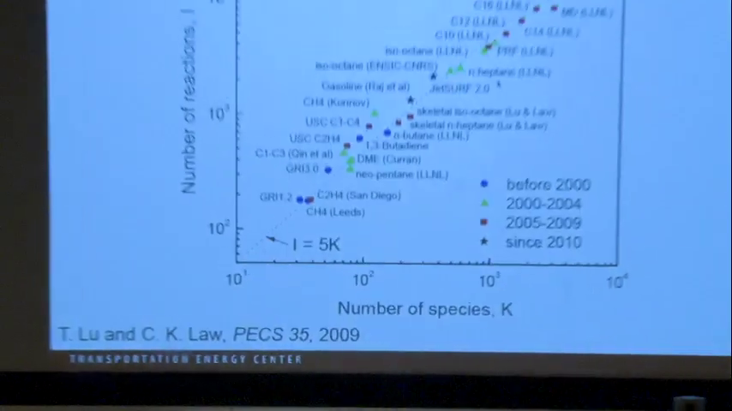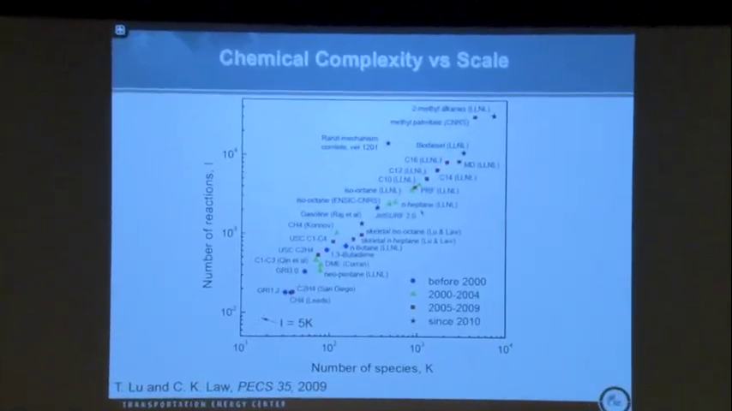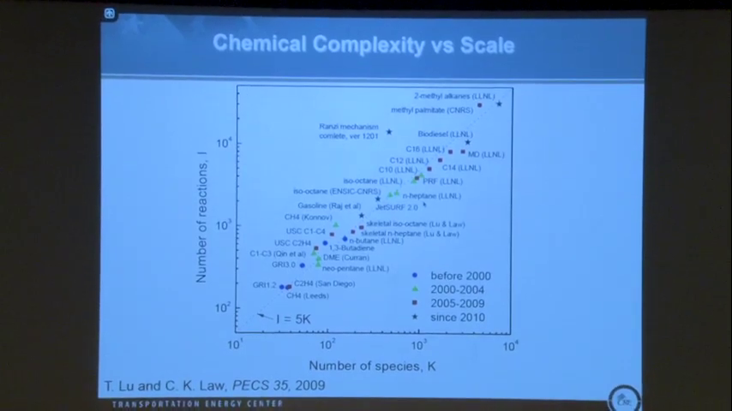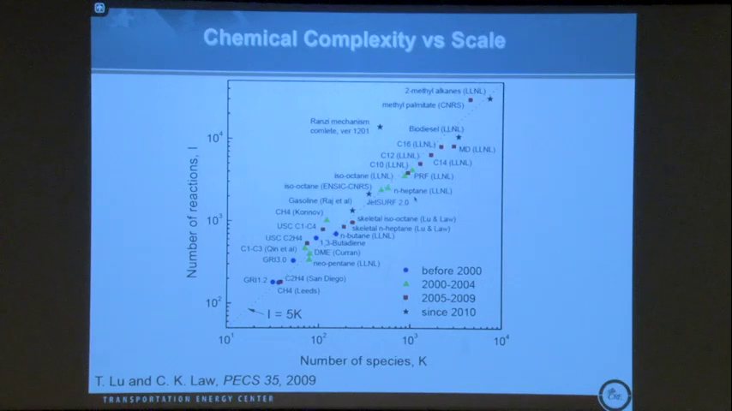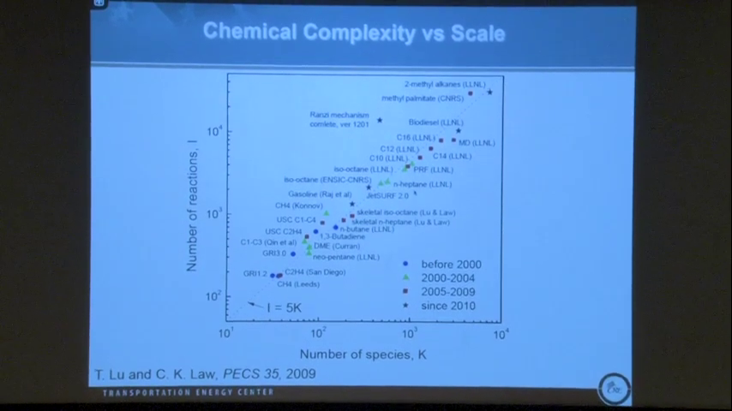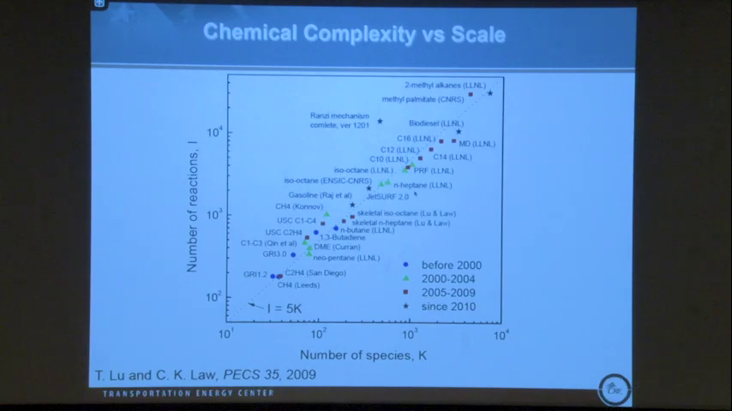So I'd like to show this plot that illustrates the degree of complexity with regards to chemistry and the scale of that. This is a plot that Ed Law and Tianfeng Lu generated some time ago. And it shows a plot of the number of elementary steps on a log scale. This is a log-log plot. Number of reactions versus number of species. And on this log-log plot, you can see the exponential growth in time. This is a little bit old because I think this was generated almost 10 years ago, but it does span about a decade of time.